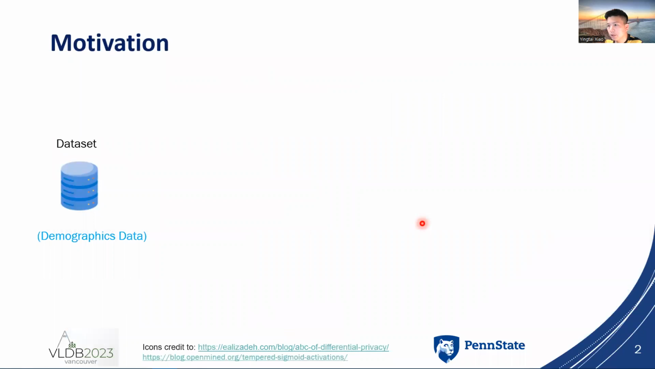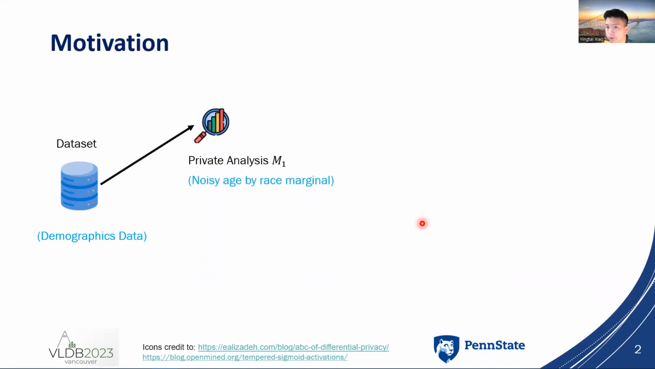Suppose we have a private data set and we would like to get some information from this data set. Then we need some private queries to get information from the data set. Suppose now we have this first mechanism. Suppose the original data set is demographic data, and now we are trying to get a noisy age by race marginal. This is the first type of mechanism that we want to get from the dataset.